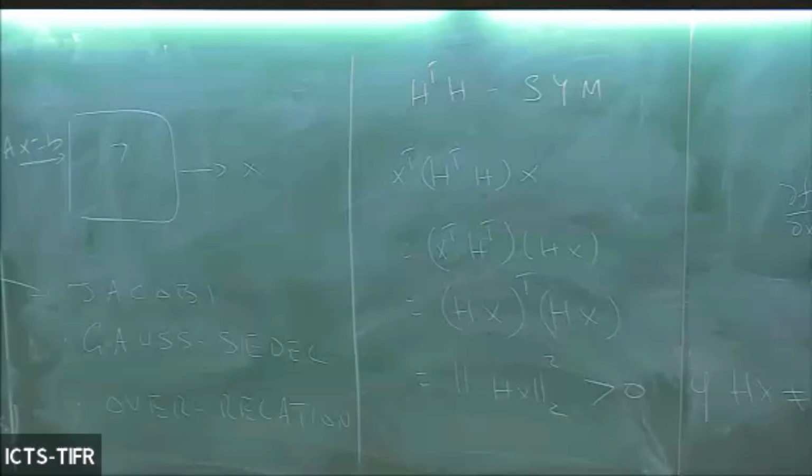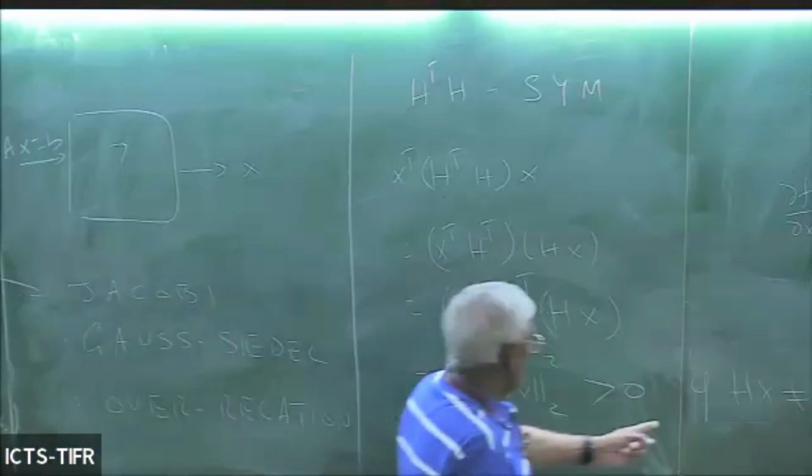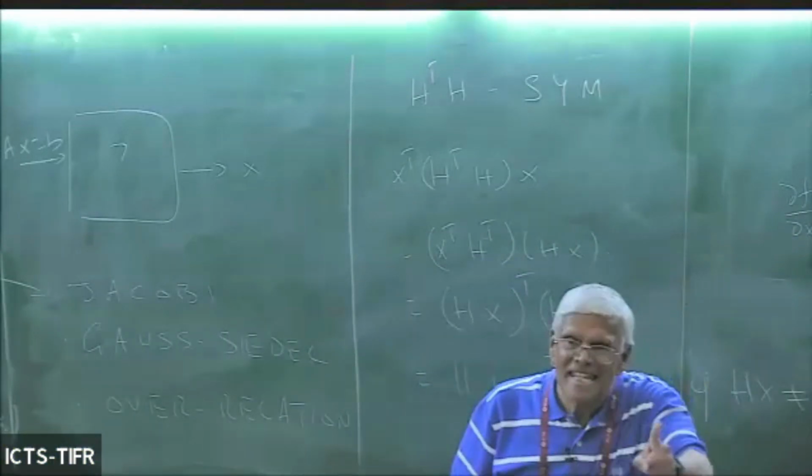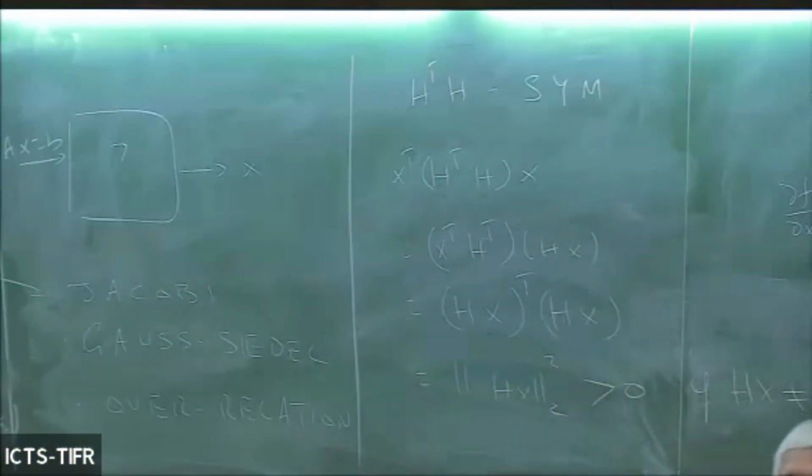All of you with me? So what does it now come to? The whole question of the existence of minima of this rests on this fundamental property, namely H of X not being zero for any X. All of you, are you all with me now?